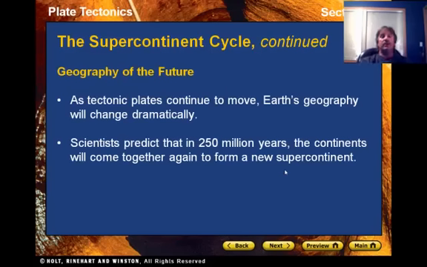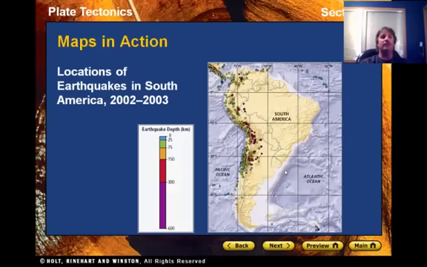As they continue to move, which they are, Earth's geography is going to change again. We predict that in 250 million years, the continents will come together again to form a new supercontinent. So 250 million years from now, there will be another supercontinent. And this really has nothing to do with what we're talking about, so I thought it did. So when that new one forms, you get the heat build up, and eventually it'll break apart and form new continents, and they will move to different spots on the Earth.